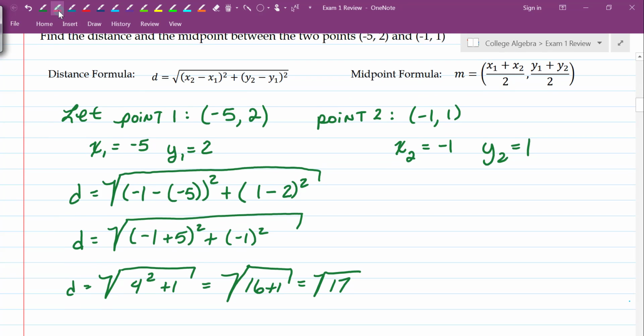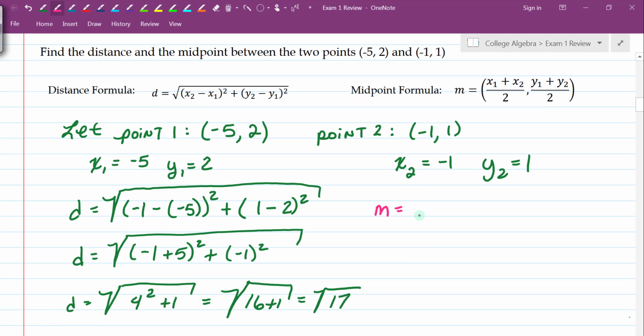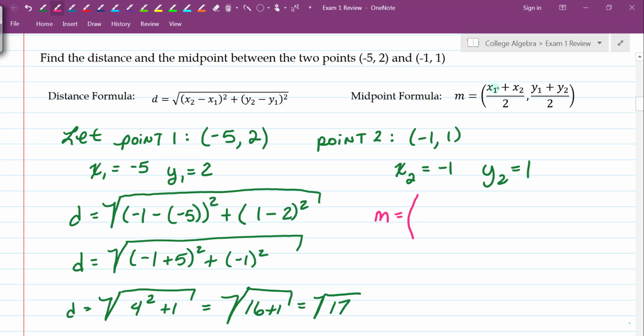Alrighty, so the next part of the question is find the midpoint of the 2 points. For our midpoint, that's going to be denoted as M. So our midpoint in this case is going to be equal to, in parentheses, x1 plus x2. My x1 is negative 5, so it's negative 5 plus x2, which is negative 1, divided by 2. My y-coordinate is going to be y1, which is 2, plus y2, which is 1, divided by 2. That's our setup. Now what we have to do is simplify.